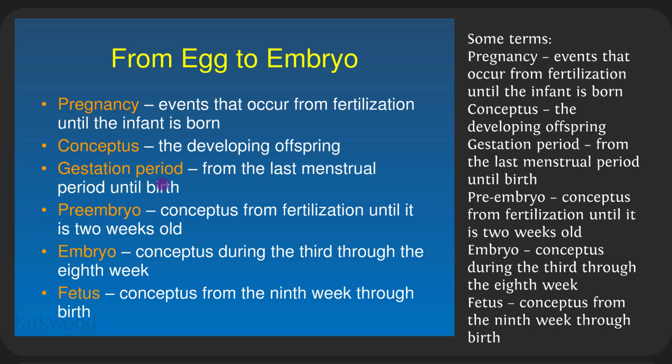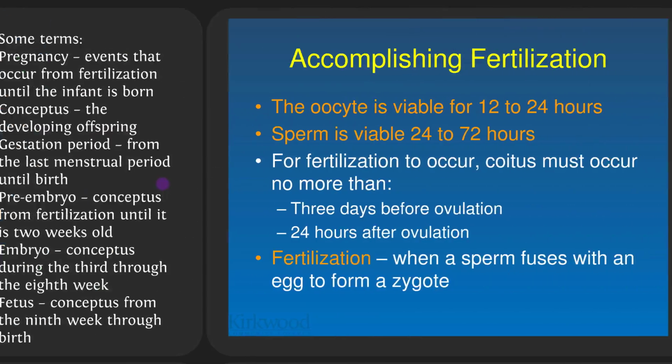Embryo is conceptus during the 3rd week through the 8th week. At 8 weeks, all the organ systems are there, and so the embryo becomes a fetus. So fetus is conceptus from the 9th week through birth.